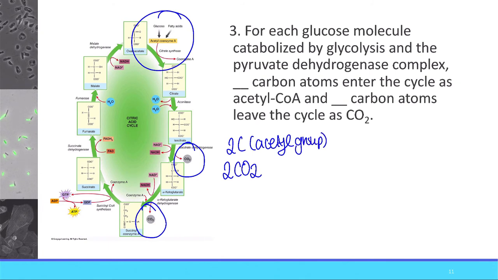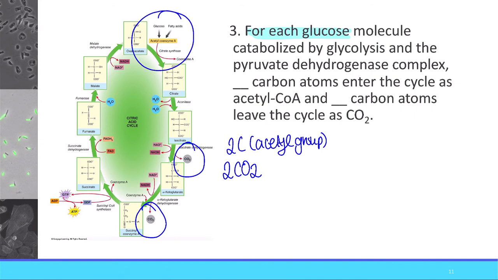So we have 2 carbons coming in from our acetyl group and 2 carbons leaving as CO2. But just like the previous problem, this problem is asking about each glucose. It's not asking about pyruvate or acetyl-CoA. It's asking about the glucose molecule as a whole.